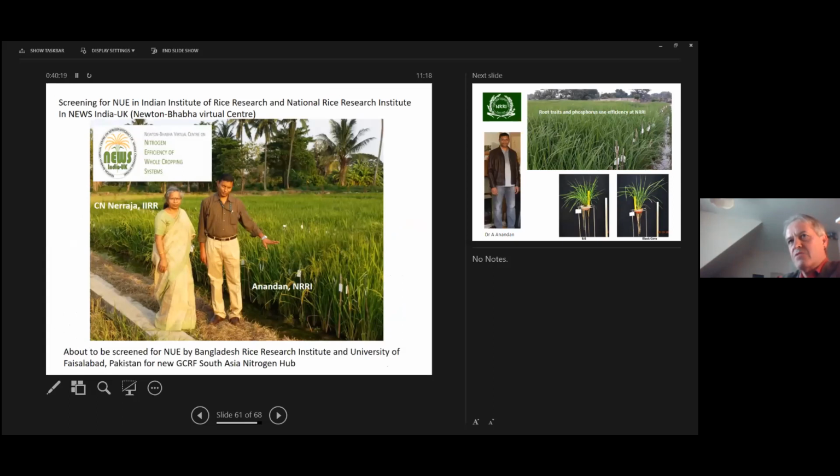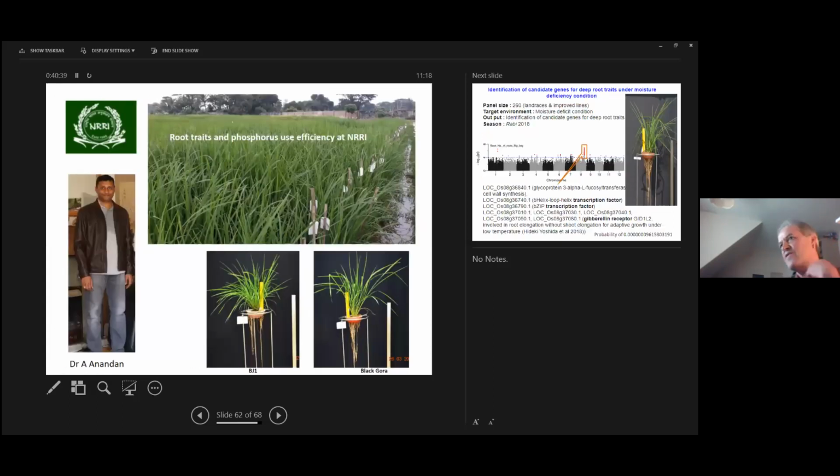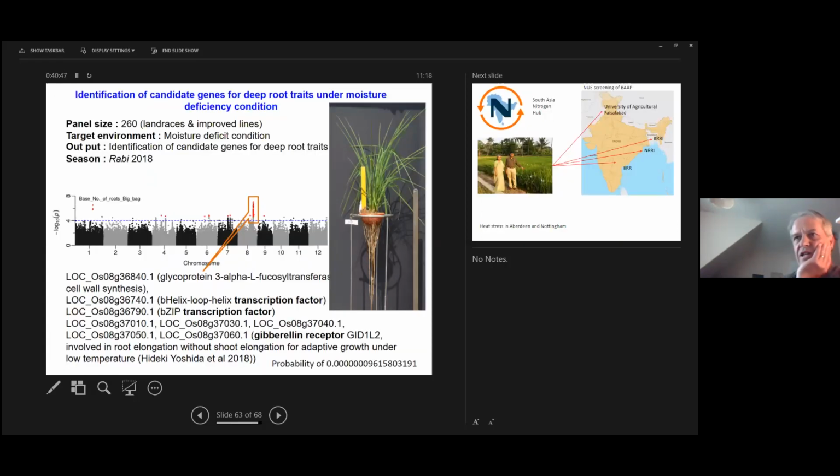The BAP population was being used in the NEWS project, nitrogen efficiency of whole cropping systems. And this is Neeraj from the Indian Institute of Rice Research and Anandan from the National Rice Research Institute. They both grow the population. Anandan is very interested in using it to measure root traits. And he has, for example, detected some very interesting QTLs for, this is deep roots. So he's using the population for that.